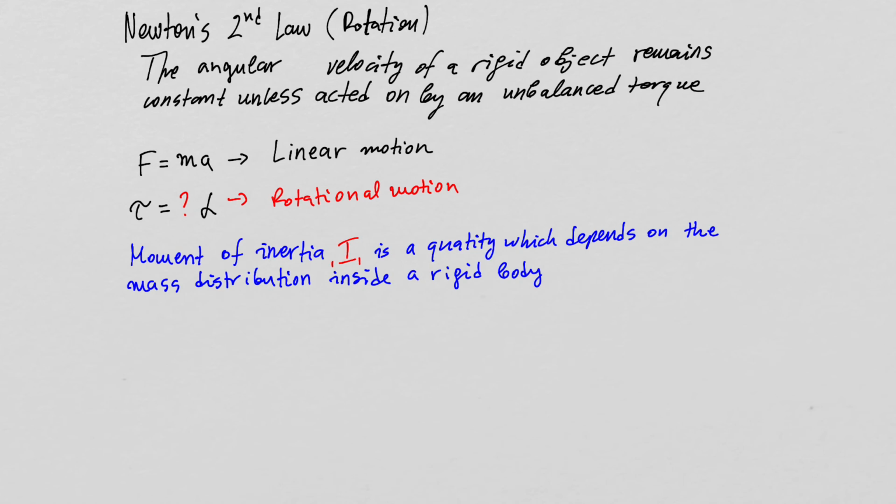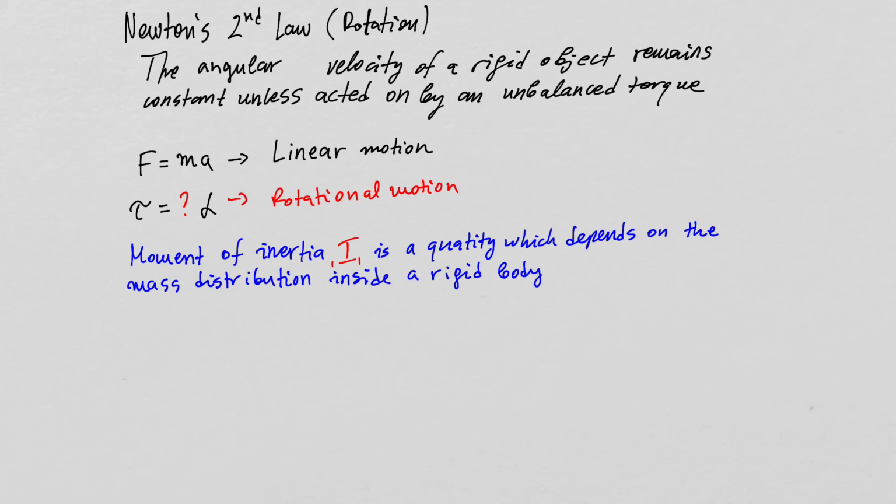And this quantity, the moment of inertia, plays the same role as mass plays for linear motion, but for rotational motion. So moment of inertia is equivalent to mass for rotational motion. So it is not the same as mass because it is the mass distribution inside the rigid body, but plays the same role. So what does mass distribution mean? It means how exactly is the mass of this object distributed with respect to the selected axis of rotation.